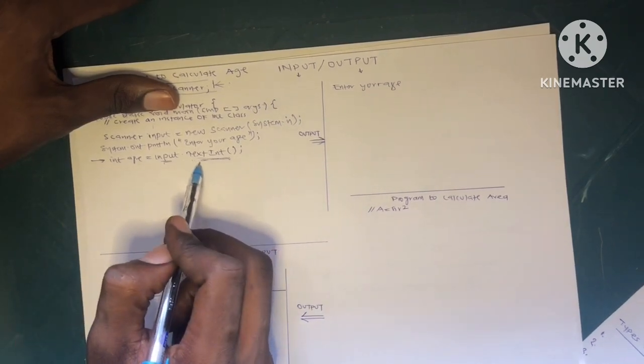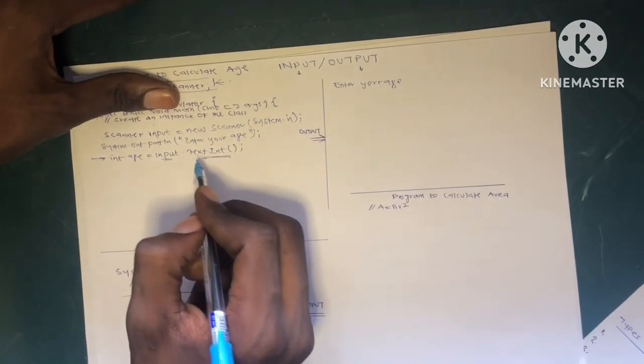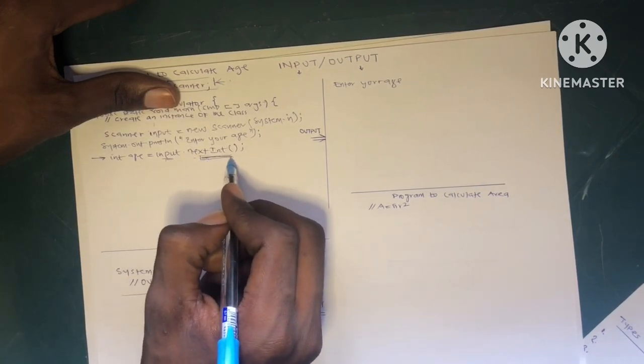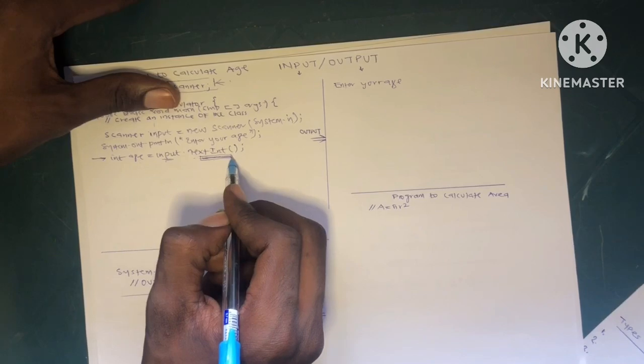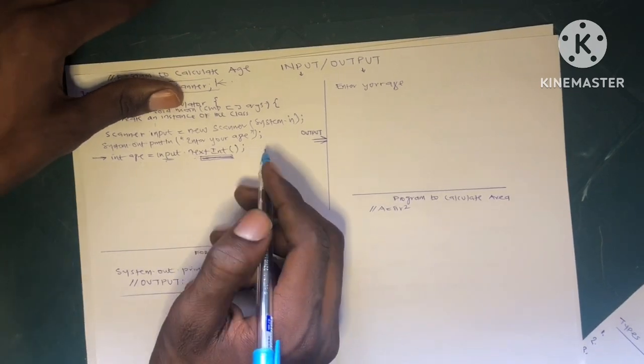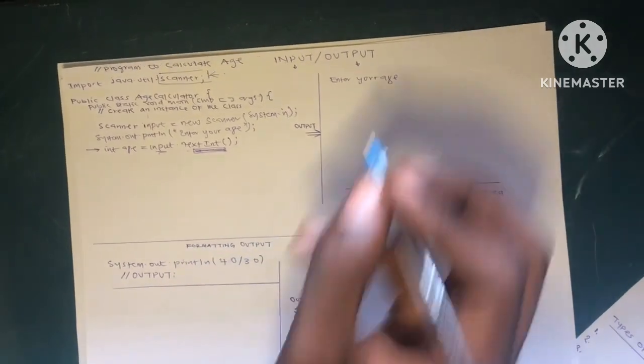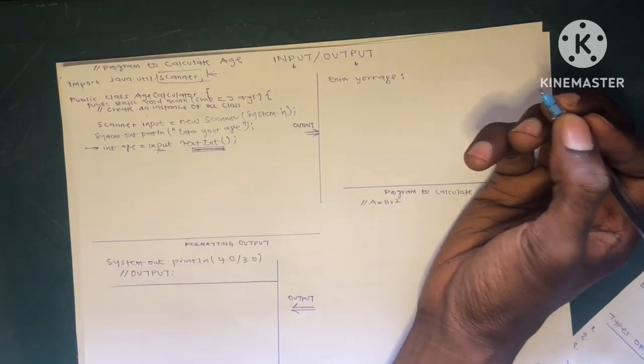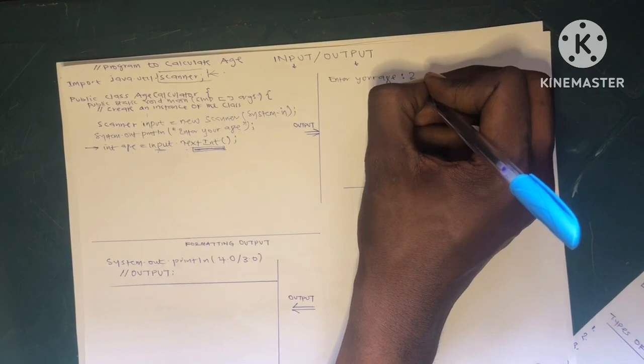If possible, please memorize nextInt. Memorize nextInt. NextInt is a method for obtaining values that are integers. Let's assume our user's age is 20 and the user enters 20.